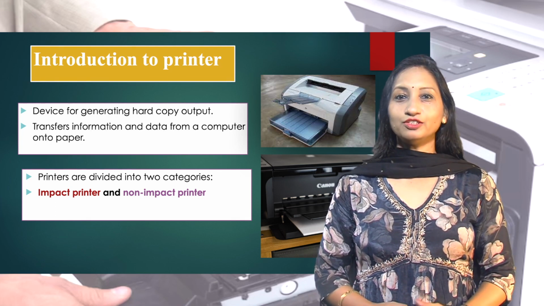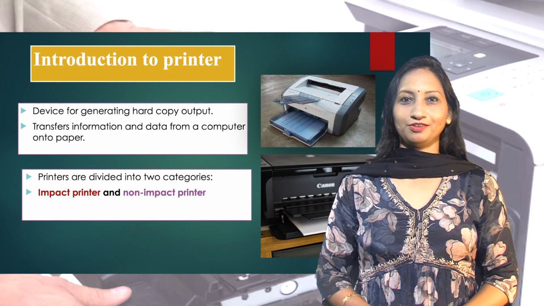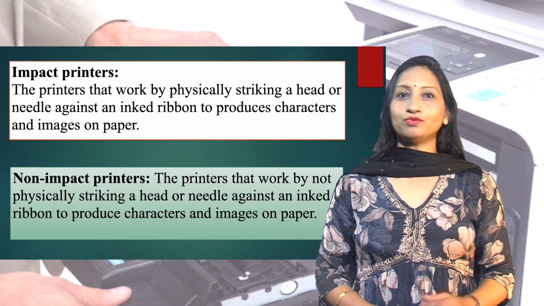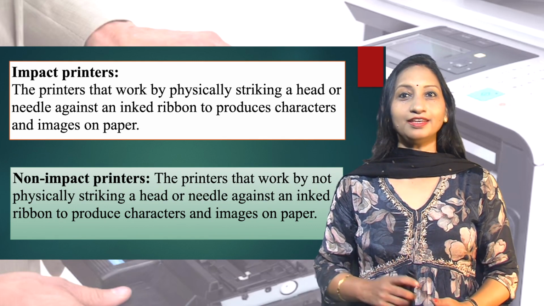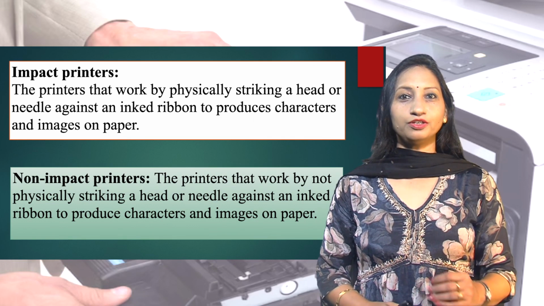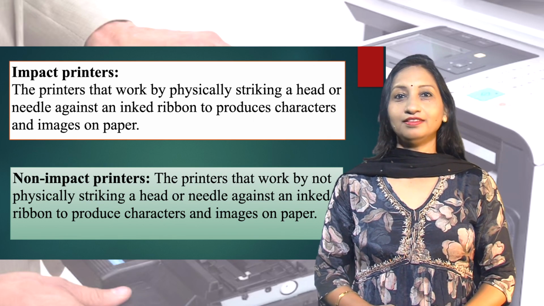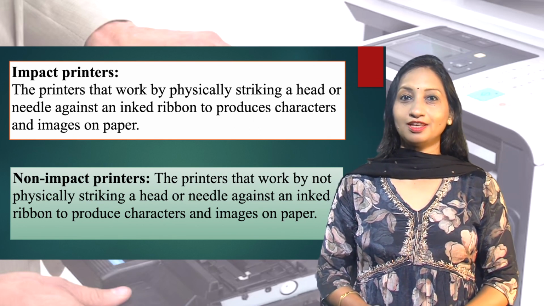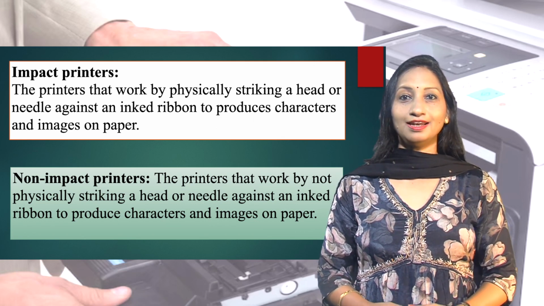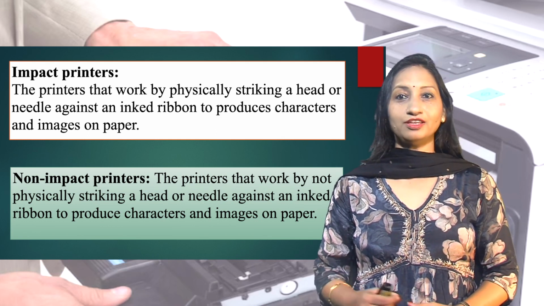Printers are divided into two major categories: impact printer and non-impact printer. The impact printer is the printer that works by physically striking a head or needle against an inked ribbon to produce characters and images on paper. On the other hand, the non-impact printers are the printers that work by not physically striking a head or needle against an inked ribbon to produce characters or images on the paper.